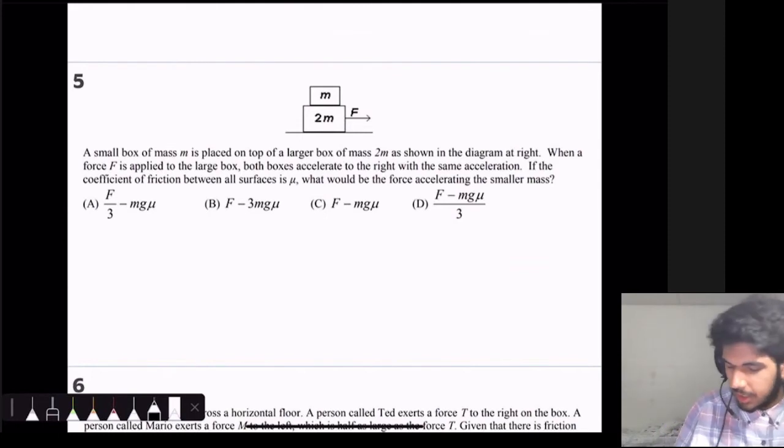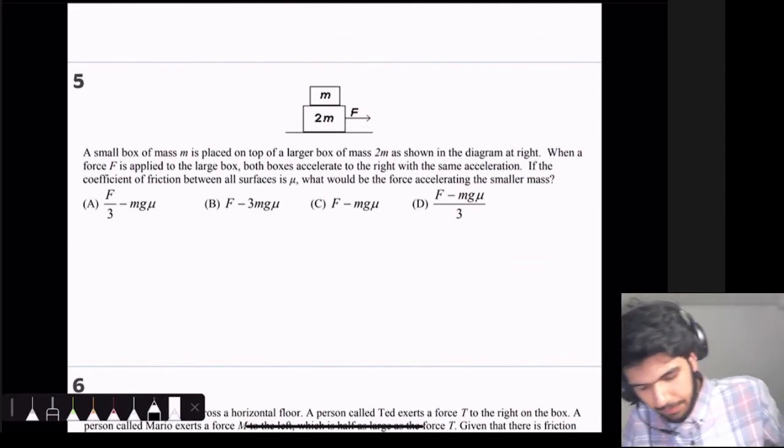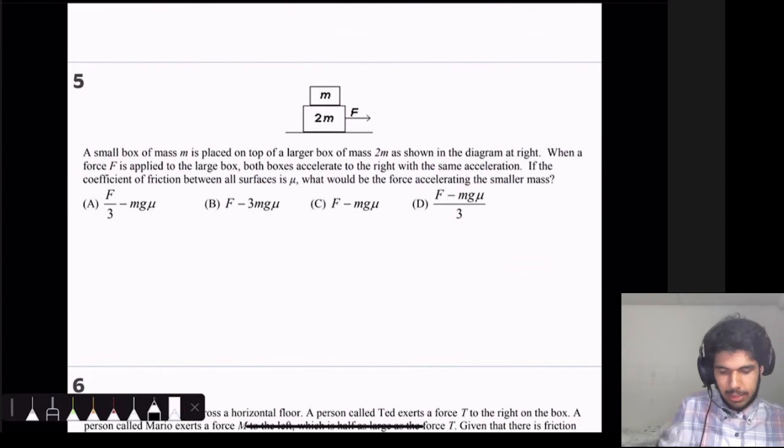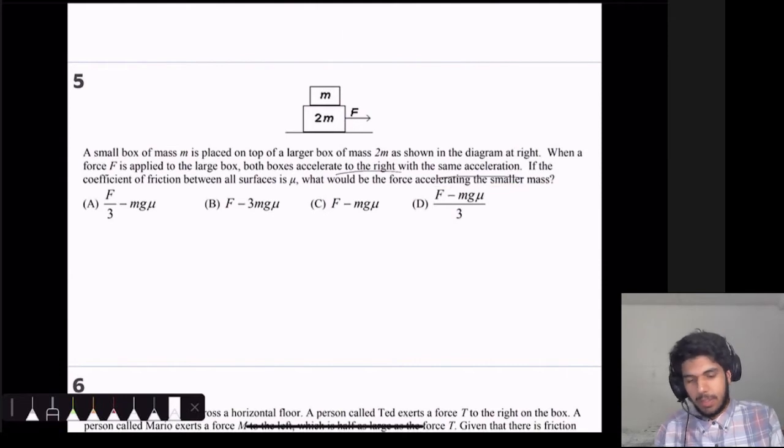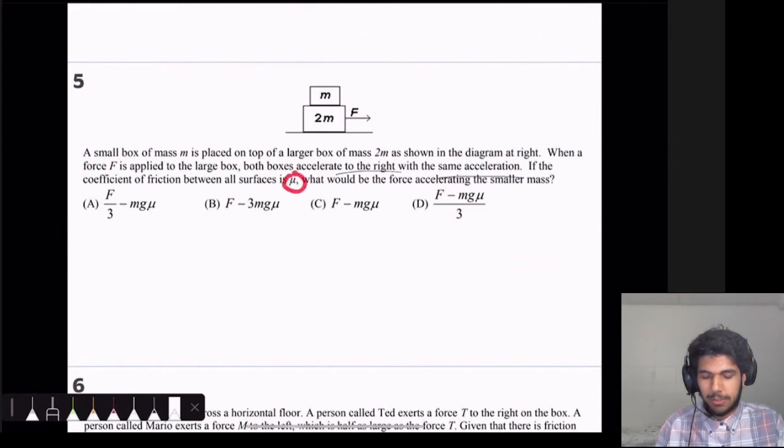So we have 2 blocks on top of each other, m and 2m, and there's a force pulling to the right, and it's being applied to the large box, but both boxes accelerate to the right with the same acceleration. We're given that the coefficient of friction between all surfaces is mu, and then it's asking what's the force accelerating the smaller mass. Okay, the interesting thing here is the coefficient of friction between all surfaces is mu.